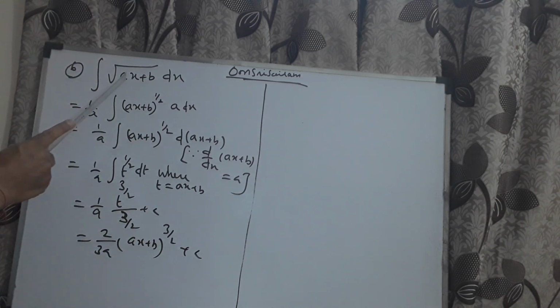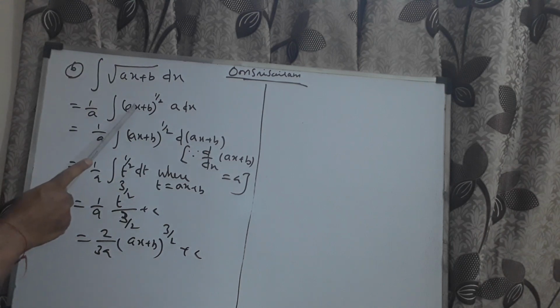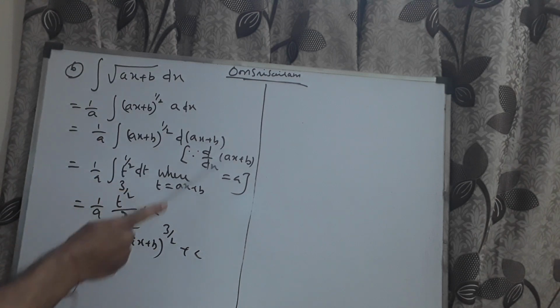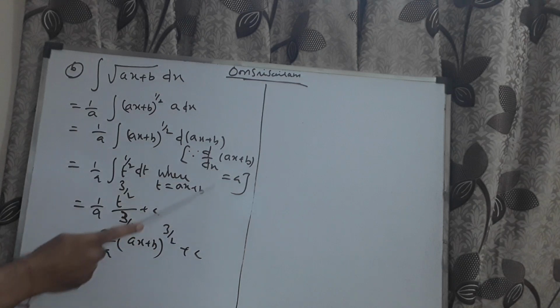Listen carefully. Put ax plus b is equal to t is the substitution. Now I just recall derivative of ax plus b is a. Therefore multiply and divide by a in the second step. Now here 1 by a integral ax plus b to the power half d of ax plus b. See here, d by dx of ax plus b is a. Cross multiply dx, a dx becomes d of ax plus b.